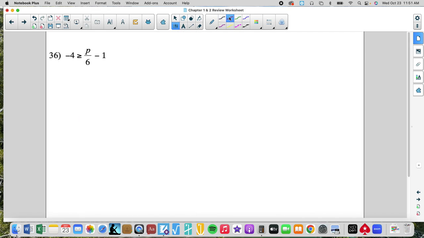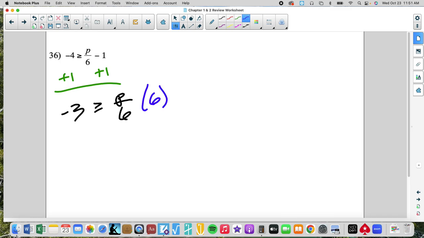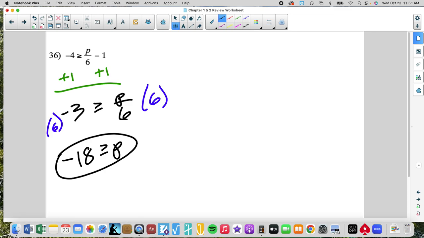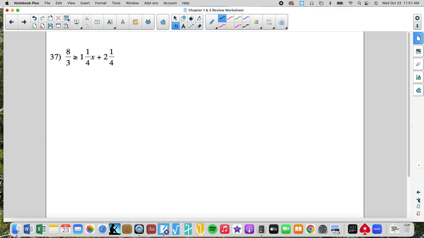Two-step equation. Let's add 1 to both sides. That's negative 3 is greater than or equal to p over 6. Let's multiply both sides by 6. Negative 18 is greater than or equal to p. Again, variables always on the right side.